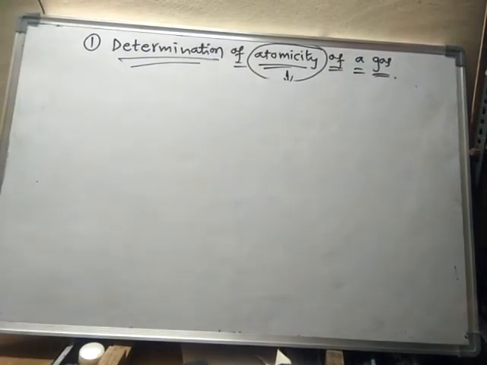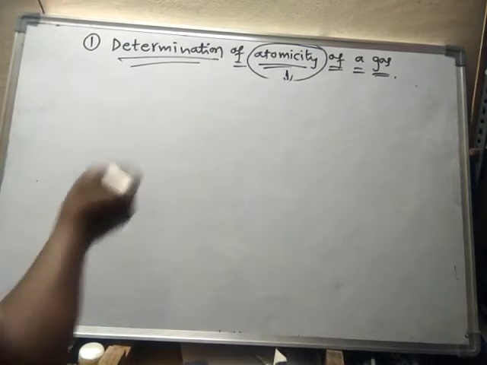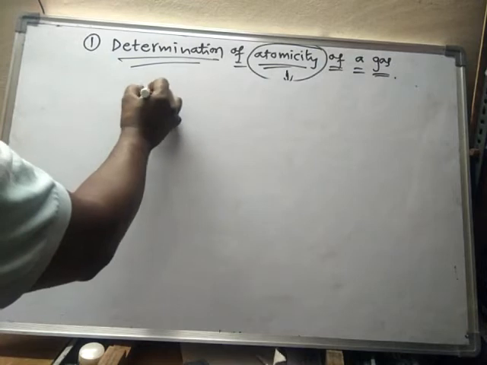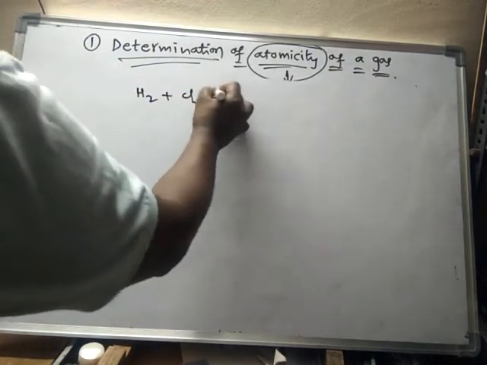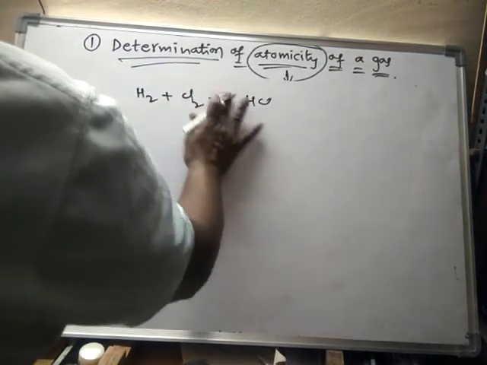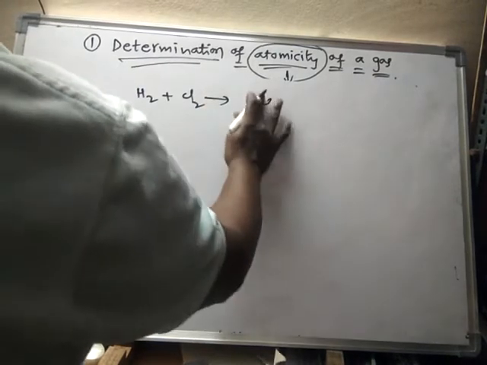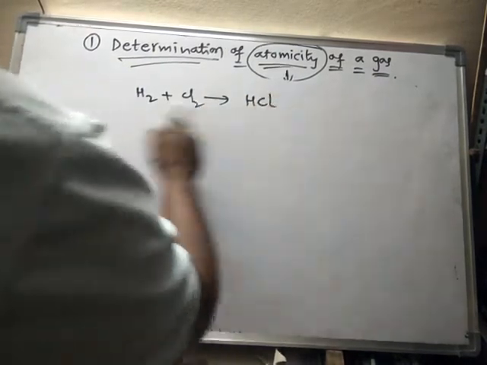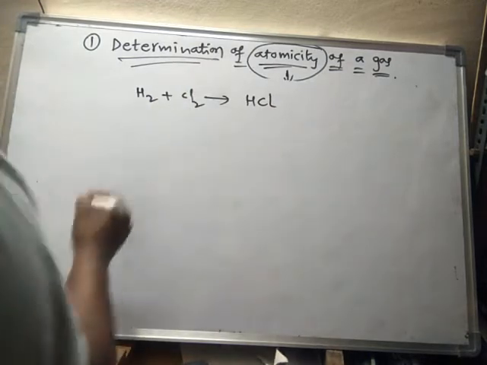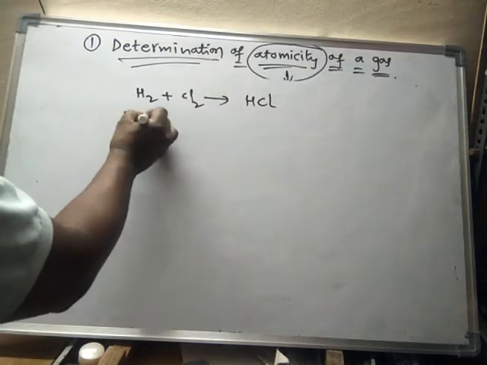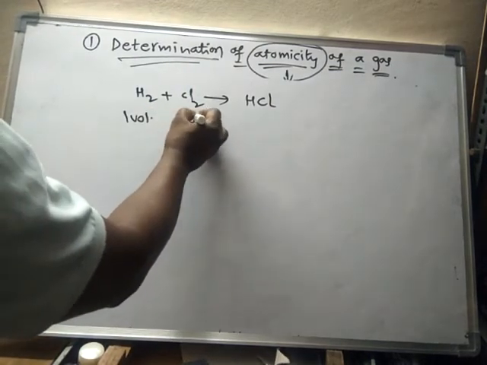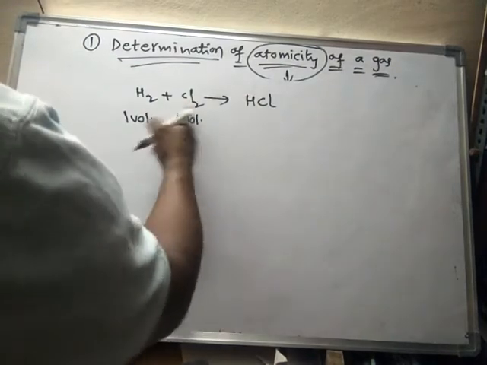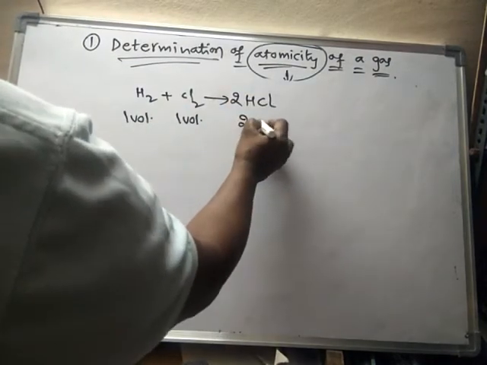For example, what is the atomicity of certain gases? We know some experimental values, like hydrogen. When hydrogen reacts with chlorine to form HCl, already we know this. During the formation of HCl from hydrogen and chlorine, 1 volume of hydrogen reacts with 1 volume of chlorine to form, if you balance it, 2 volumes of HCl.